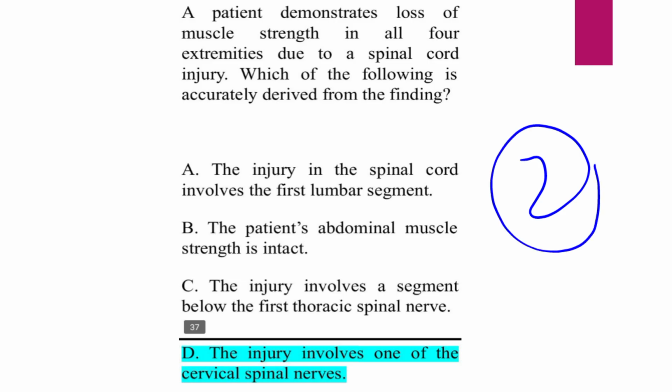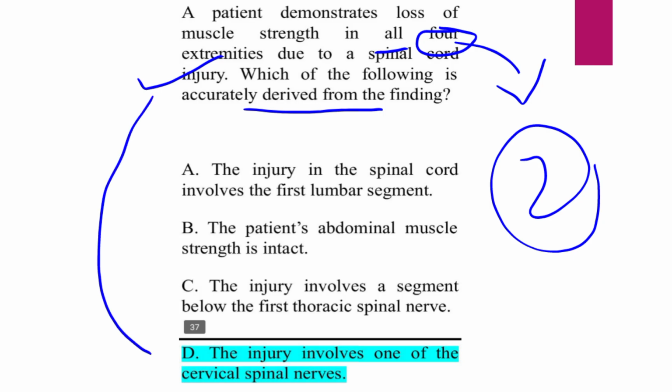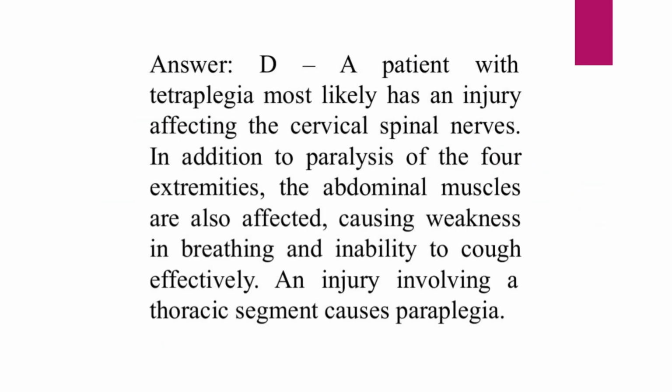A patient demonstrates loss of muscle strength in all four extremities due to spinal cord injury. Remember this: all four extremities are involved. Which of the following is accurately derived from this? Due to involvement of all four extremities, the injury involves one of the cervical spinal nerves. This shows the severity of the condition when cervical spinal nerves are involved.